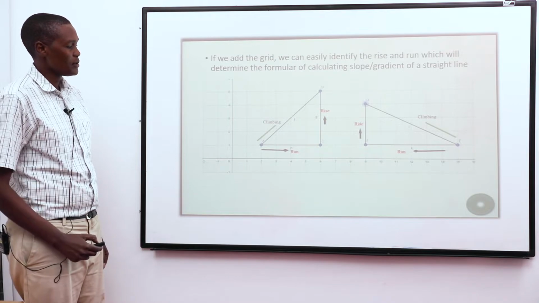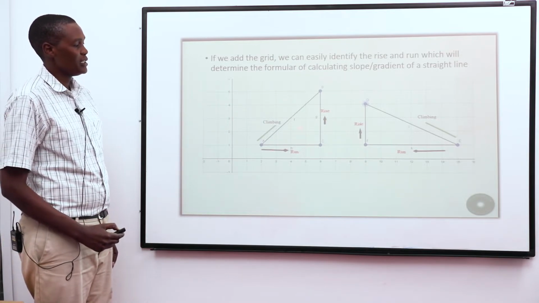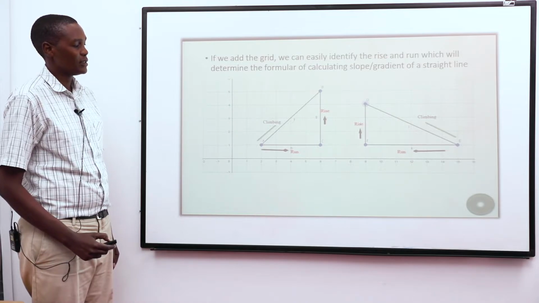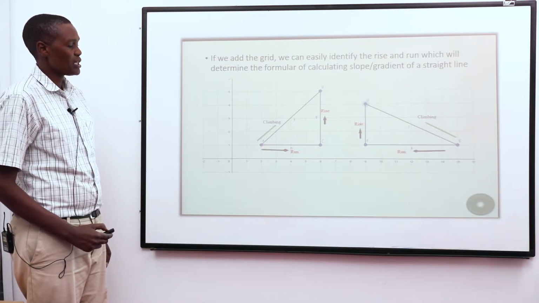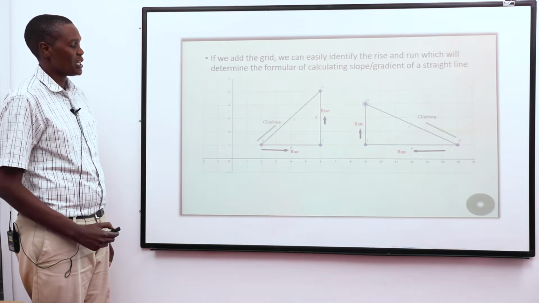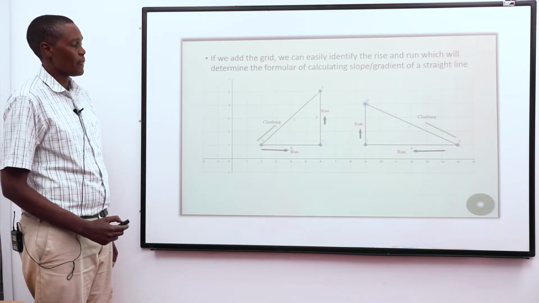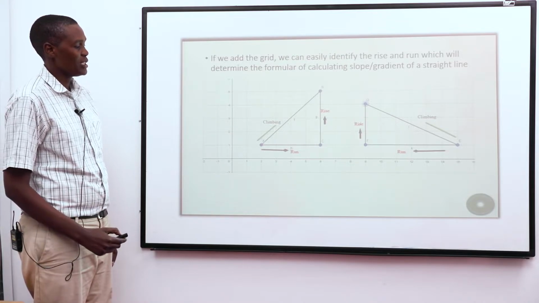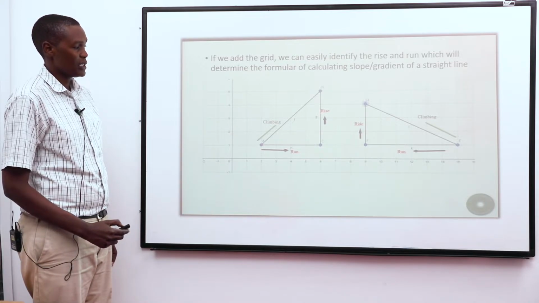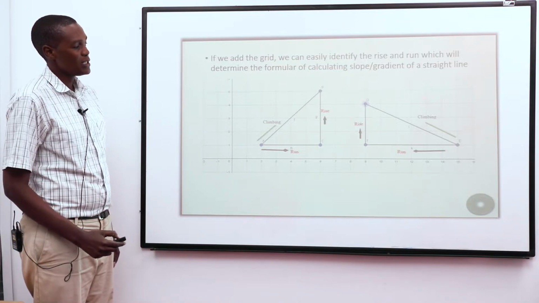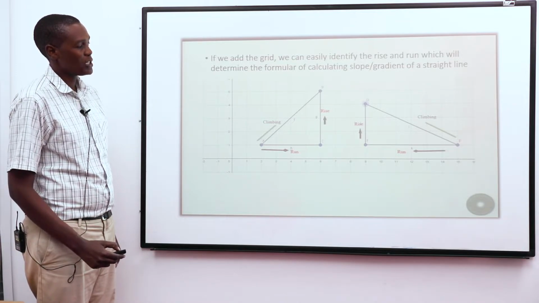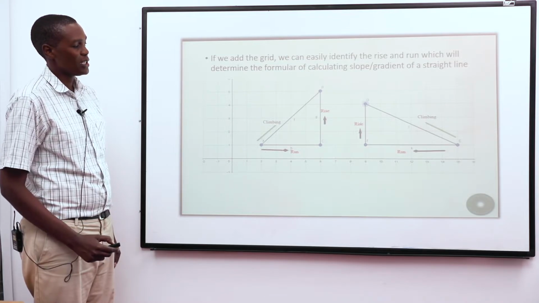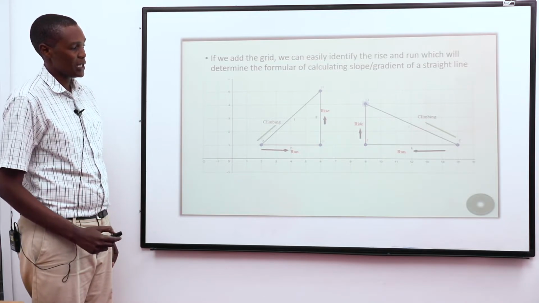Have a look here. This is the diagram of the first hill, and this is the diagram of the second hill. Once you are climbing the first hill from point A up to point B, you are making two kinds of movement. You are moving horizontally, and at the same time you are moving vertically. Likewise, for the second hill, from point E up to point D, you are moving horizontally and vertically at the same time.